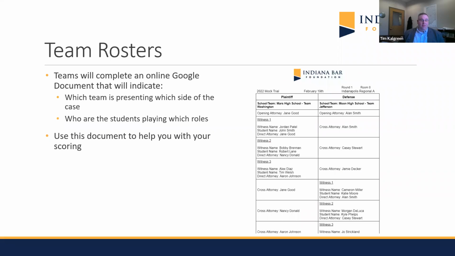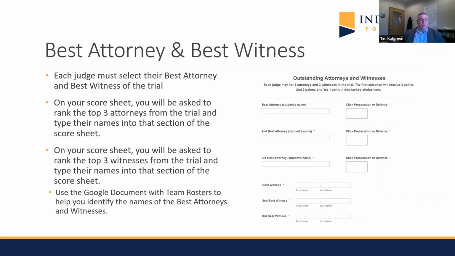You'll also have access to a team roster, which is a Google document where the teams will have provided which team is presenting which side of the case and which students are playing which roles. You'll want to use this document to help you with your scoring, watching who's doing what, and it'll help you determine the best attorney and best witness of the trial. Because your final element that you will need to score is determining that best attorney and best witness.